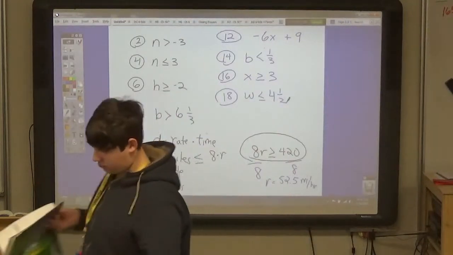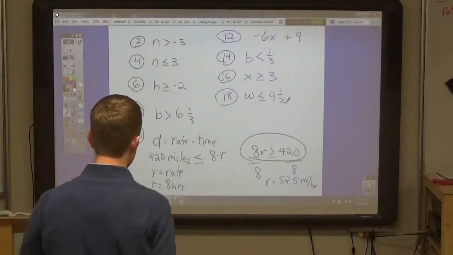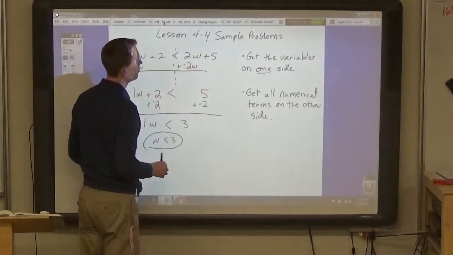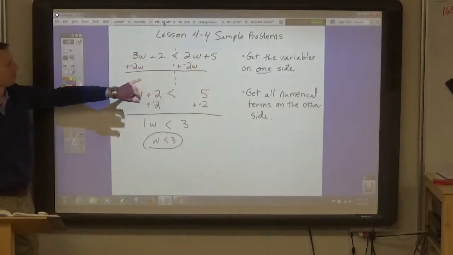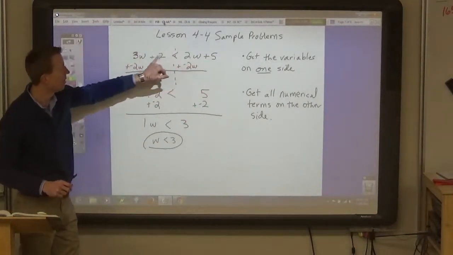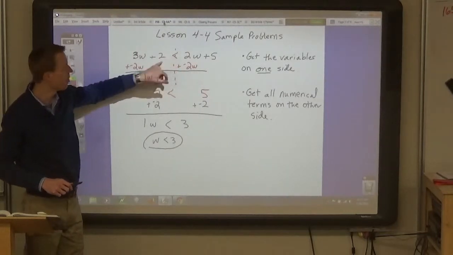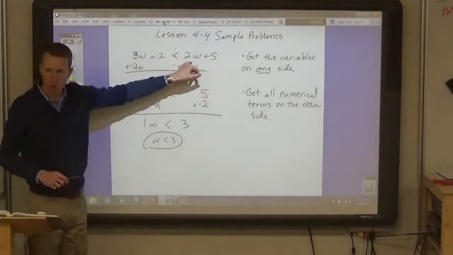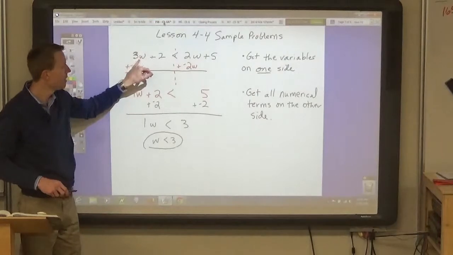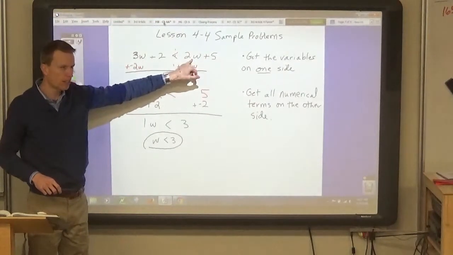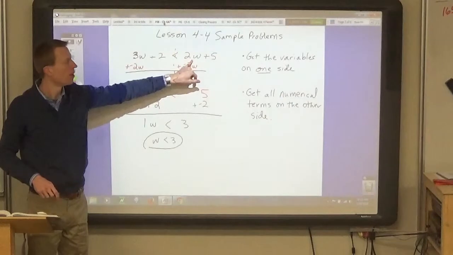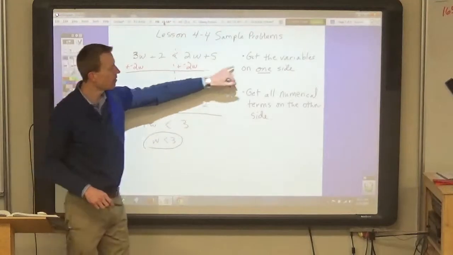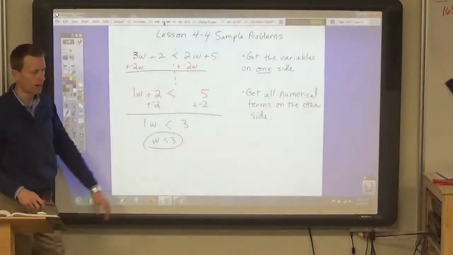Okay, eighth graders, I want to show you some sample questions on some problems from lesson 4.4. This is one of them, okay? And look at this inequality. It's got the inequality symbol, so it's an inequality. When you have variables on both sides, we have 3 w's on this side and 2 w's on this side. The first step, after you combine like terms on each side, is to get the variables on one side. So everybody look up here, please.